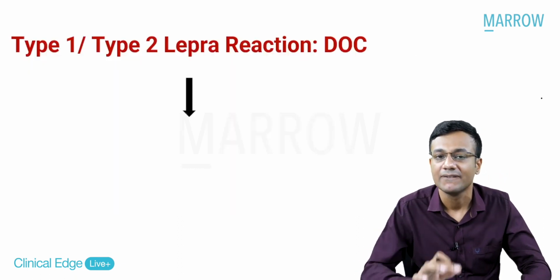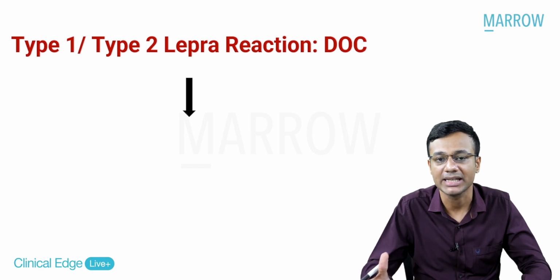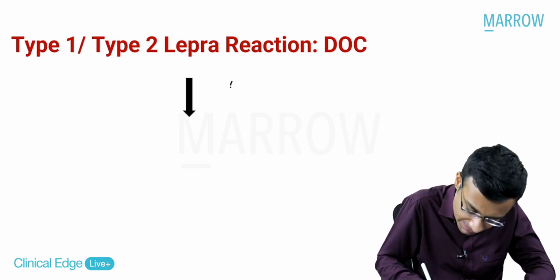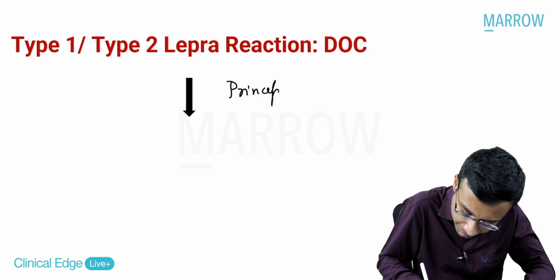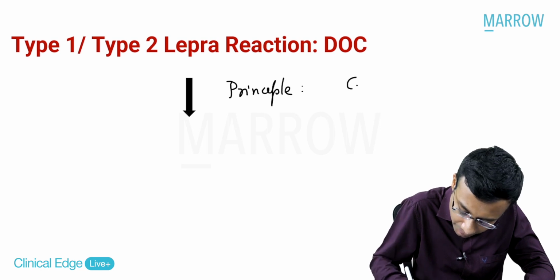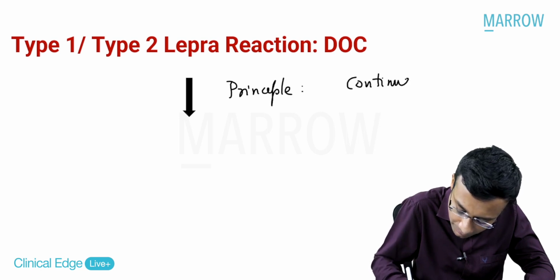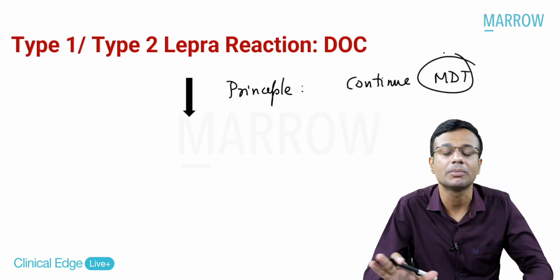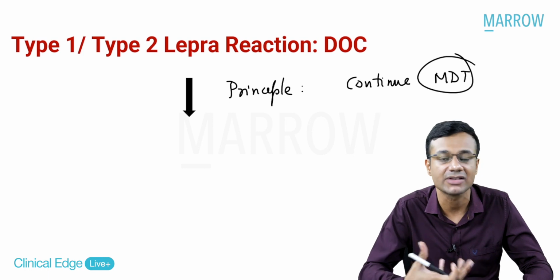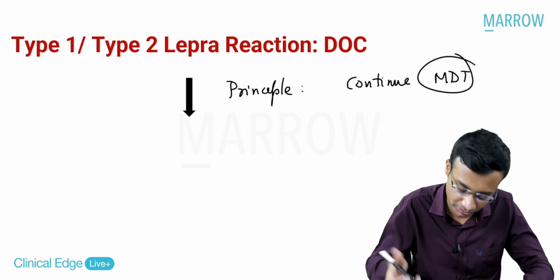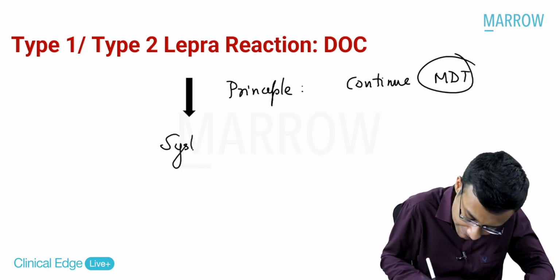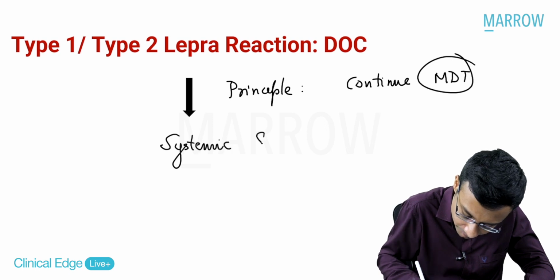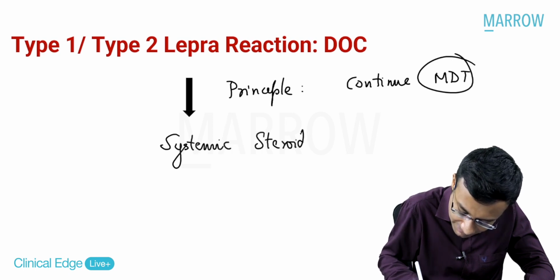And please remember, whenever lepra reaction is asked in the exam, the principle of treatment is always to continue multi-drug therapy. Do not stop the multi-drug therapy thinking that the patient has developed acute inflammation. And if they ask you the drug of choice, it is systemic steroids.